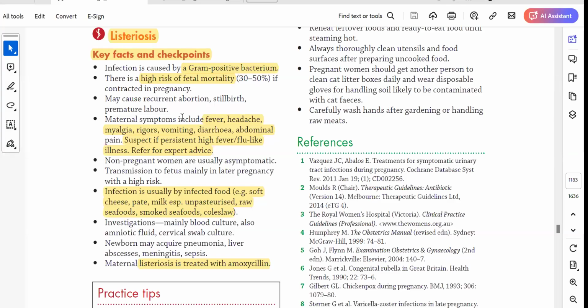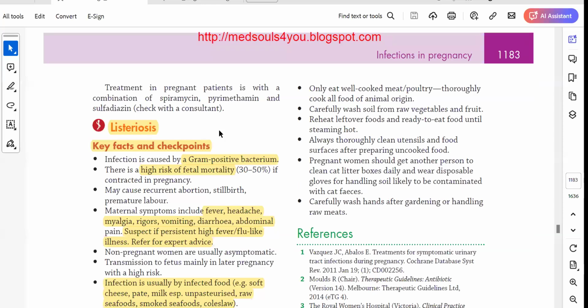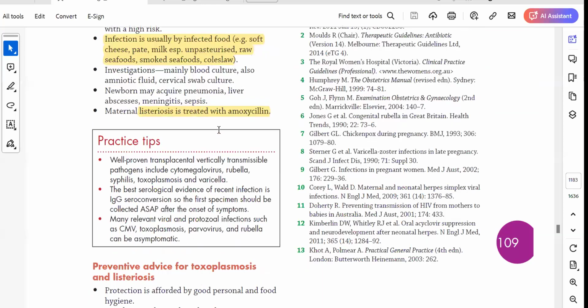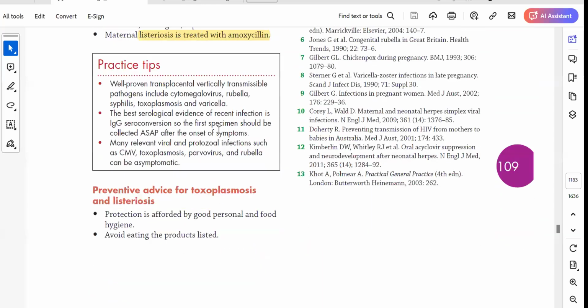Okay, so that's why we advise pregnant patients not to have soft cheese or unpasteurized milk, because it can transmit listeria. The symptoms will be vague: fever, headache, myalgia, vomiting, diarrhea. So it's very difficult to find out. But when there is high fever in this patient and you do a blood culture, it will come back positive. Once it is positive, the treatment is very simple, just amoxicillin. Usually you do it after first trimester.